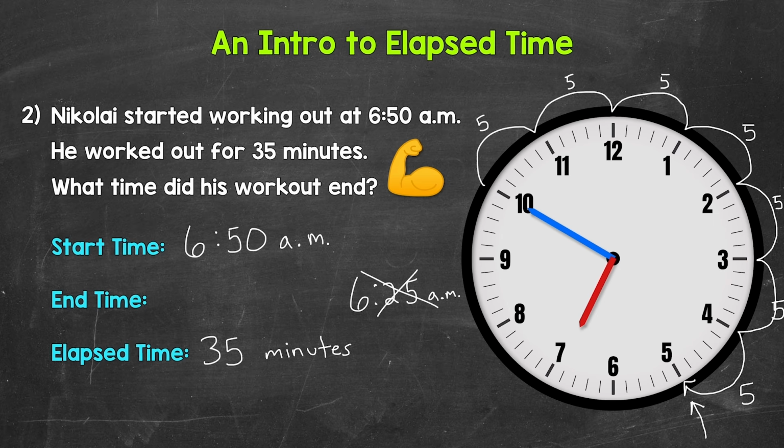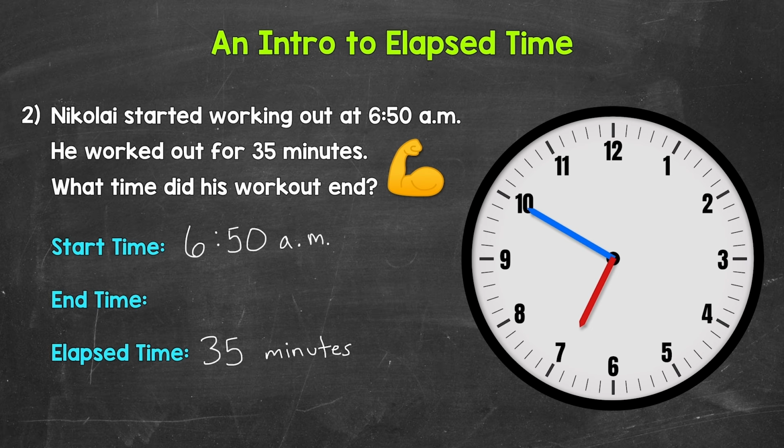Think about it. When the minute hand hits 12, we start a new hour. So this is now 7 o'clock, 7 a.m. Then the minute hand goes all the way to the 5. So we pass 7 a.m. and go to 7:25 a.m. And that's our end time. Let's clear that and I'll show you another strategy.